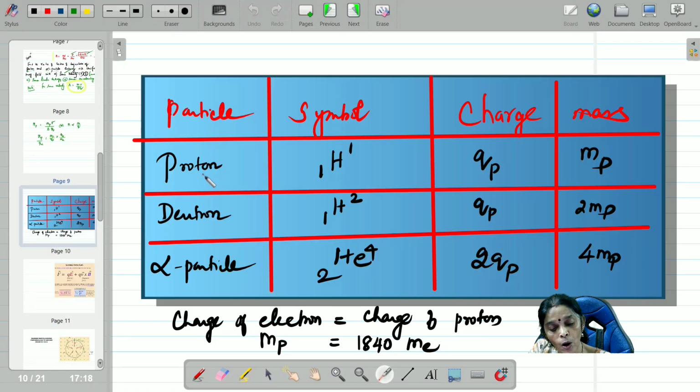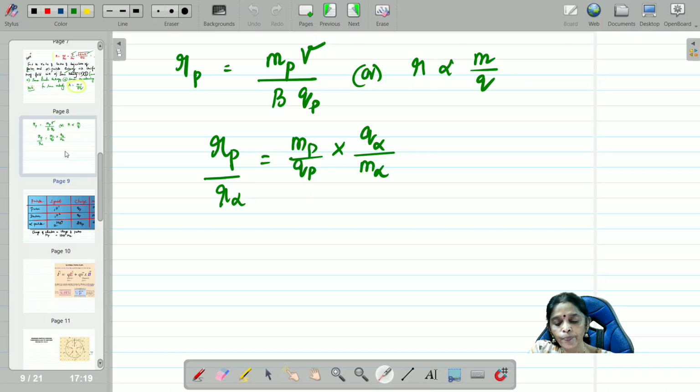Here, proton. What is the charge here? Qp. What is the mass here? Mp. Got it. Alpha particle only you are going to compare. Alpha particle, what is the charge? 2qp. What is the mass? 4mp. That's all you are going to substitute. So that will be equal to mp by qp into q alpha, which is 2qp, divided by 4mp.